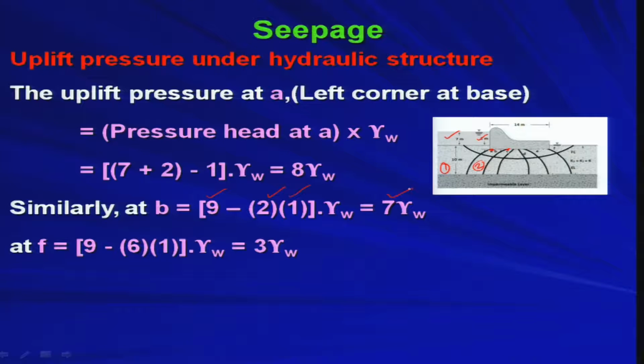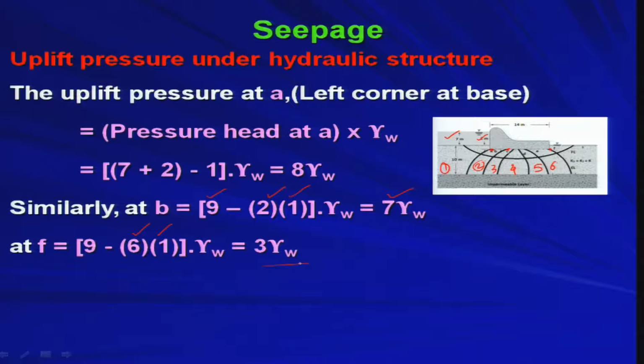So, that is your uplift pressure at the point B along the base of the hydraulic structure. Similarly, at F, that is the last point, the rightmost corner point at the base, what will be the uplift pressure at that point? The depth is the same, that is 9, minus how many equipotential drops you are exhausting. If you count 1, 2, 3, 4, 5 and 6, so 6 equipotential drops you are exhausting, each equipotential drop having a loss of 1. So, you are getting 3 gamma W.